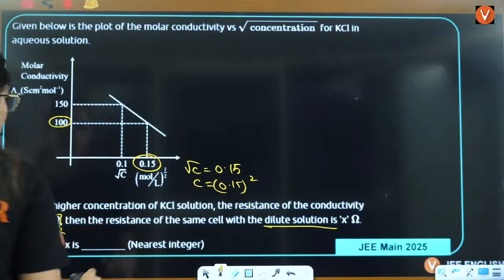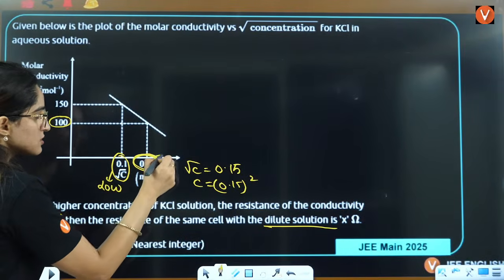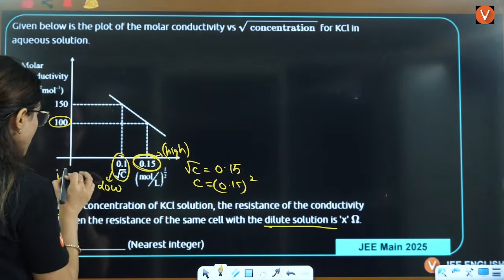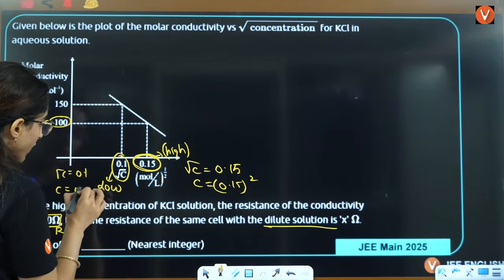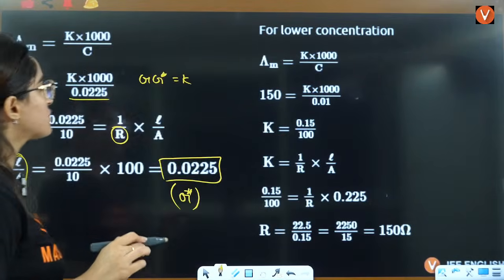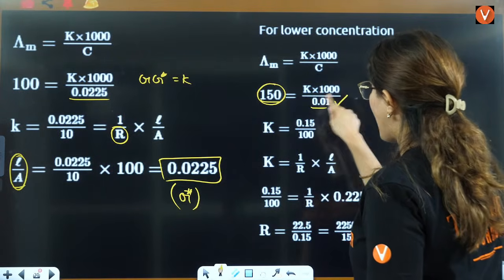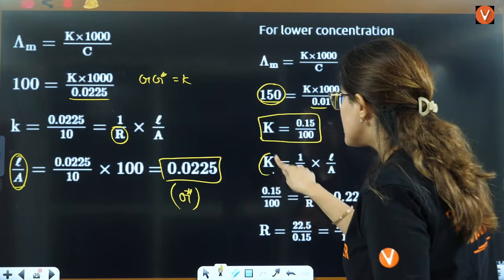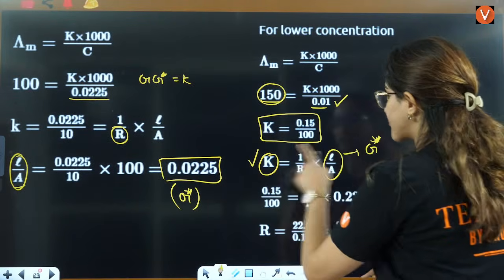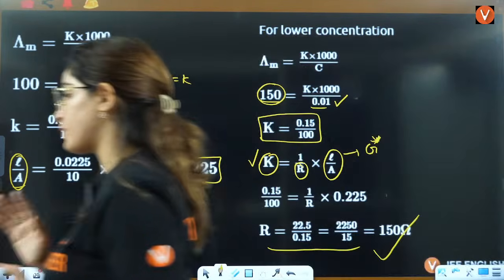Now for the lower concentration, we put in this same formula. This is the higher concentration, and this is the low concentration. For the low concentration, under root C is 0.1, so C will be 0.1 square. That will be the value of C, and the value of molar conductivity is 150. You will put it here and calculate the value of kappa. Similarly, kappa you know now, and L by A, G star, which is constant for a cell, you have calculated from here. From here you will be able to calculate the value of resistance, and that is going to be your answer here, right?